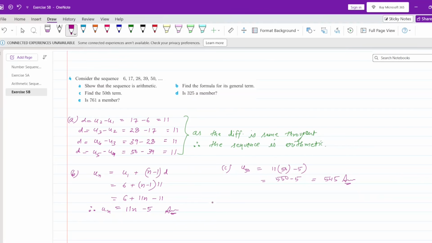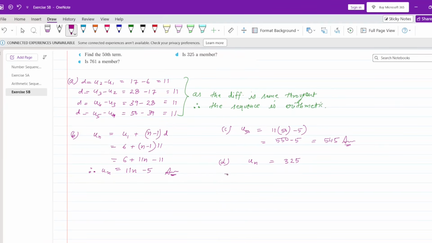Is 325 a member? So let's check. Let's say some term, let's say the nth term is 325. What is the formula for un? It is 11n minus 5. This equals 325. We can say 11n equals 325 plus 5, that is 330. Or we can say n equals 330 divided by 11, that is 30.